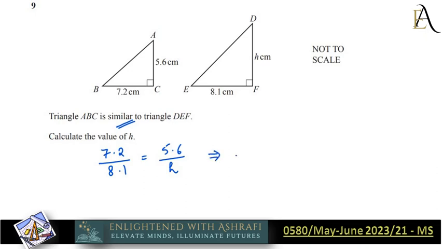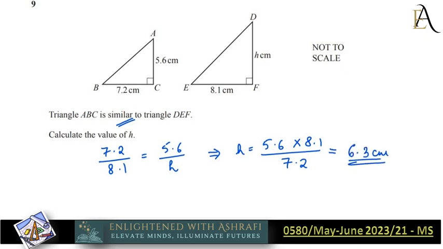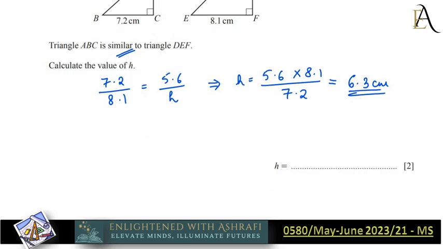That gives me h is equal to 5.6 into 8.1 upon 7.2. After calculations, I get h as 6.3 centimeters. So my final answer is 6.3 centimeters. Do not forget to add the units.